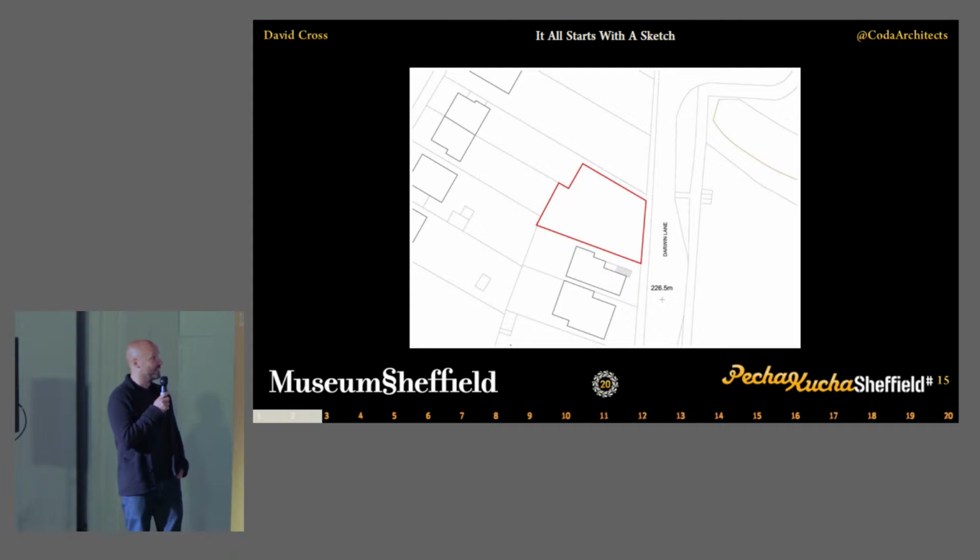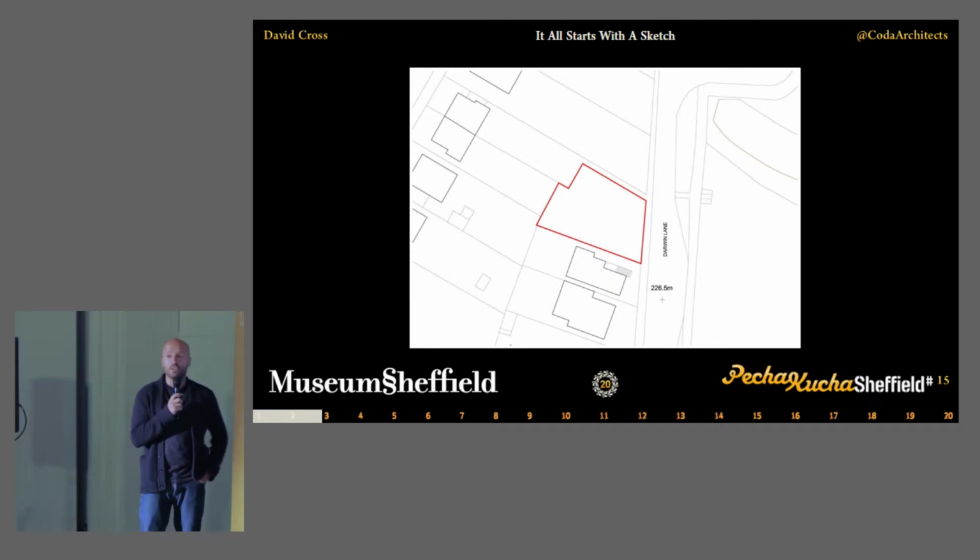What do we do when we're faced with a project, whether it's your own house, somebody else's house? This is a CAD drawing. This is something we download off of the internet. It's an OS map. It shows the neighbouring properties. It shows the road. And then what we have to do is get the pens out and start sketching.